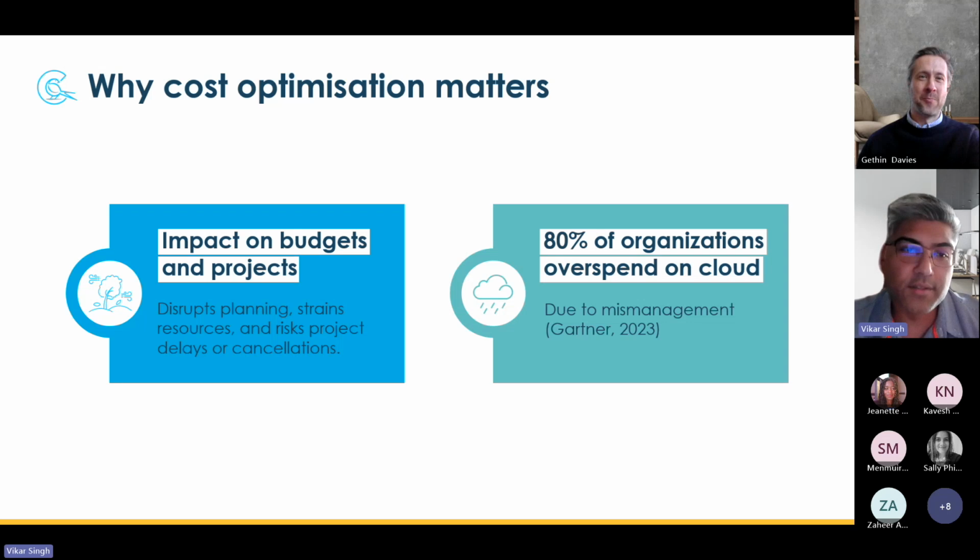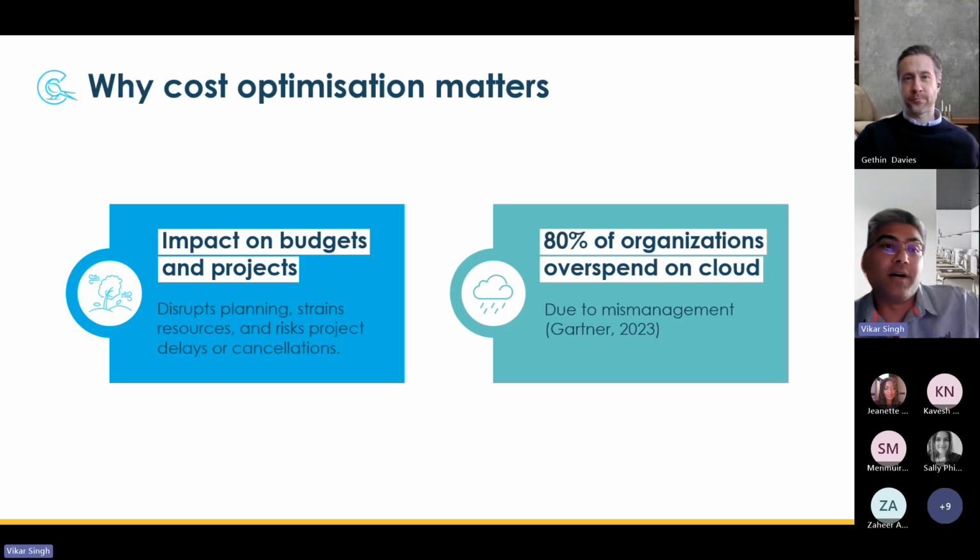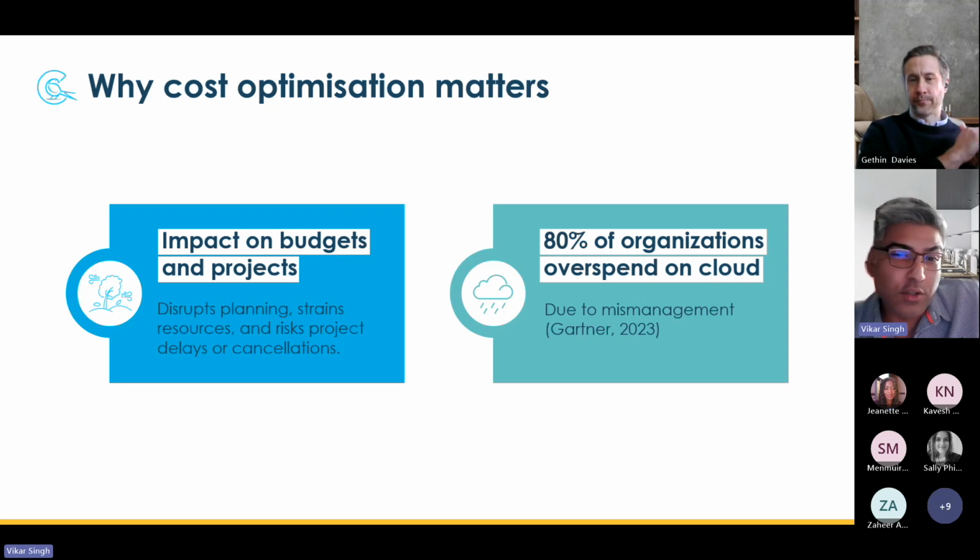Thanks for that, Gethin. I'll just kick off straight away. Why does cost optimization actually matter in Azure? I'm sure you can picture a project that's been derailed by a surprise Azure bill. It sounds familiar to everyone on this call, and it's a lot more common than you think. Looking at the numbers from the last Gartner report in 2023, it says 80% of organizations are overspending in cloud. So essentially, it's 4 out of 5 of us.